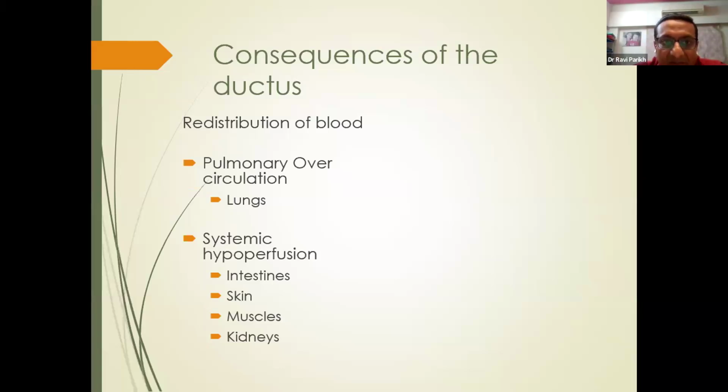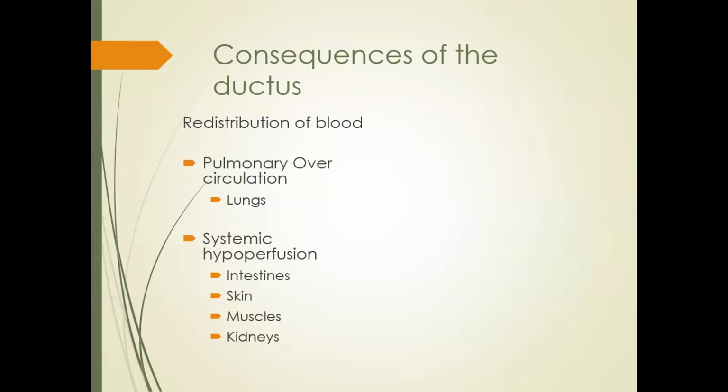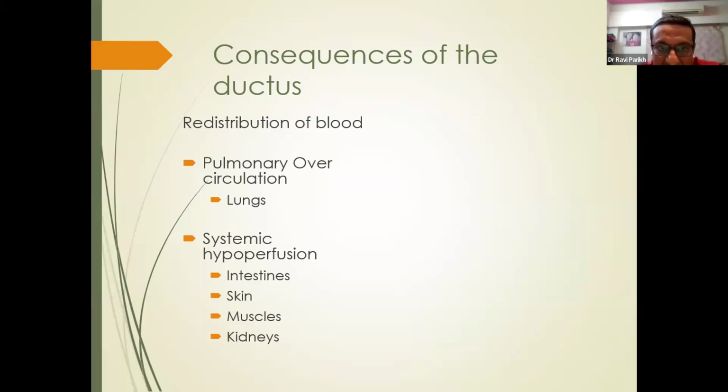Why is there a problem with the duct? Because in a preterm baby, it causes a redistribution of blood. It connects the aorta to the pulmonary artery. So when the heart pumps, the blood which goes through the aorta comes from the pulmonary artery back to the lungs as well. So it can cause pulmonary overcirculation in the lungs, and it can cause what is called a steal phenomenon. It can cause systemic hypoperfusion in intestines, kidneys, muscles, and skin.